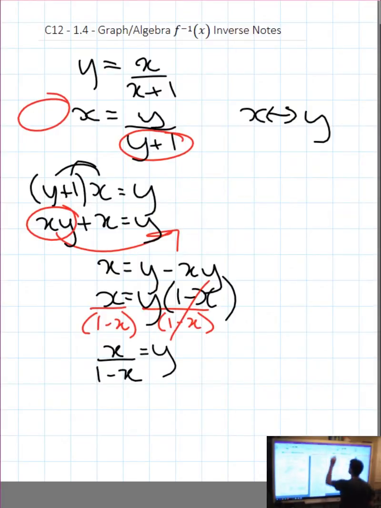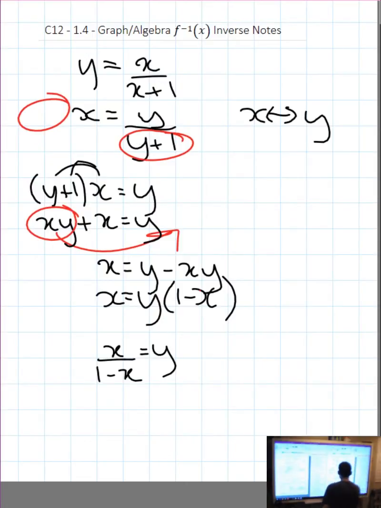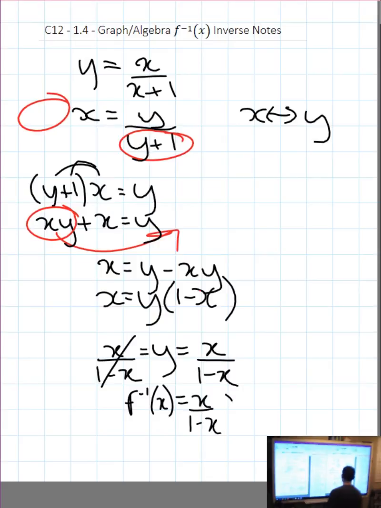But it's going to be a lot simpler to read your notes and follow teachers if we don't divide both sides, and just take this thing and put it down below the other side, dividing both sides by it in our heads. Then we can mirror the equation and say y equals x over 1 minus x, and then we can call it the inverse. F inverse of x equals x over 1 minus x for our final answer.